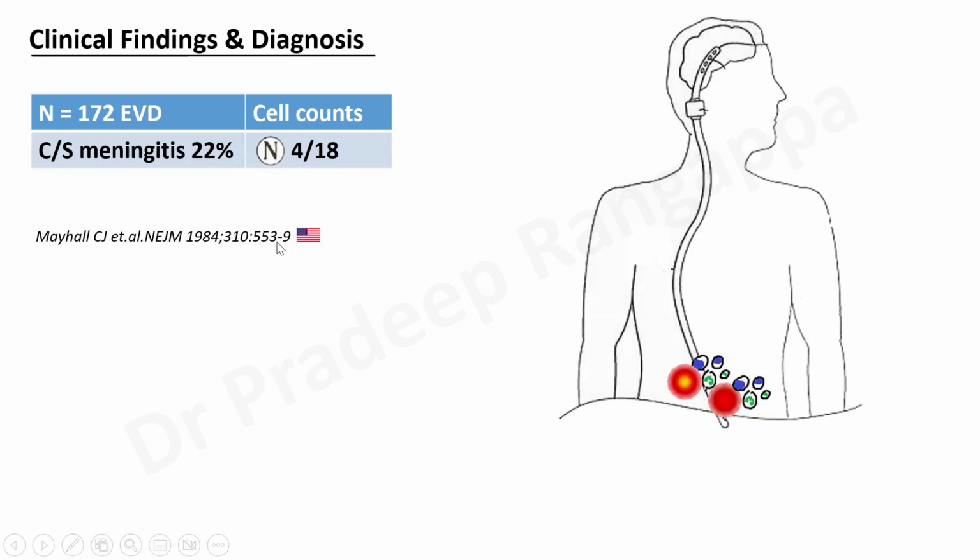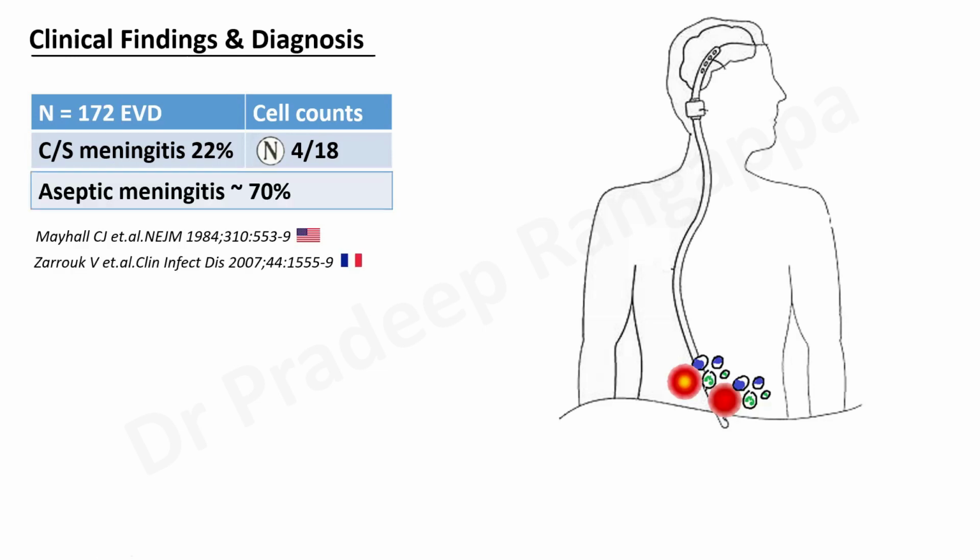So this was a study that came way back in '84, where they looked at 172 patients with EVD drains, where culture was positive in 22%, but where cell counts were normal in 4 out of 18, which means to say cell counts do not necessarily correlate with culture-positive meningitis. And this was the study to indicate that, although it's an old study.